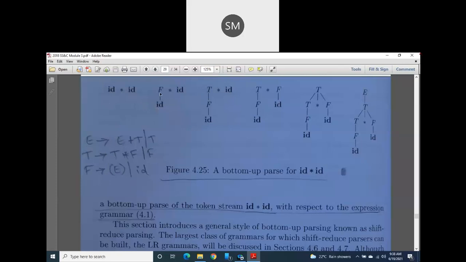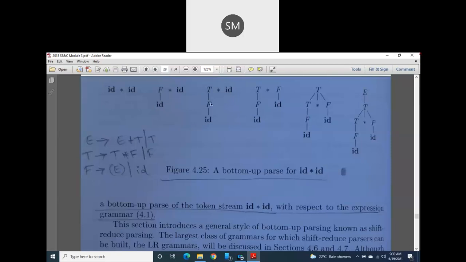Here I am not telling expand or replace. What word I am using? I am using the word reduce. Okay, because you are reducing id to F, because id can be reduced to F, right? If it is from left to right, what happens? You replace the F by id, but here you are replacing id by F. So instead of calling that replace, I call it reduce id to F.